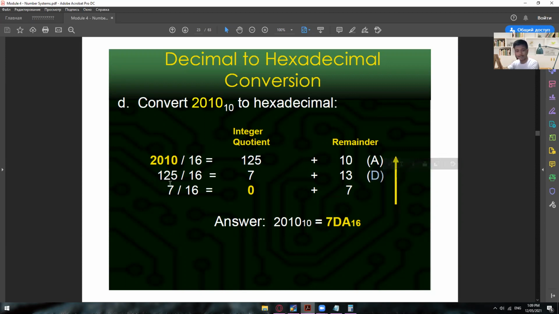And then 7 divided by 16 cannot be. So just put here 0, and then whatever is the last number, just put it as your remainder. And then again, once this one became 0, then that's the time that you will stop dividing the integer quotient. Then you can now read the remainder from bottom to top. So 7DA base 16. Okay. So I hope you guys were able to get this one.